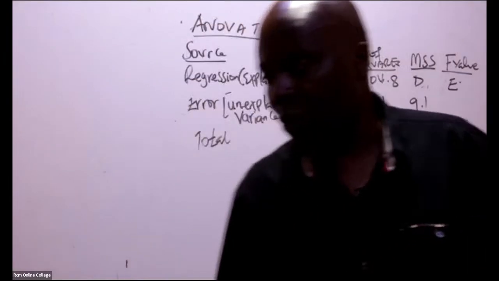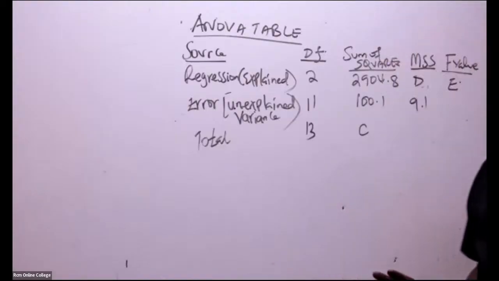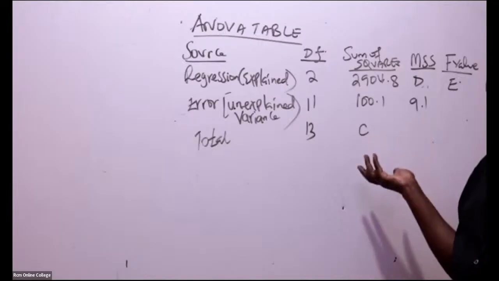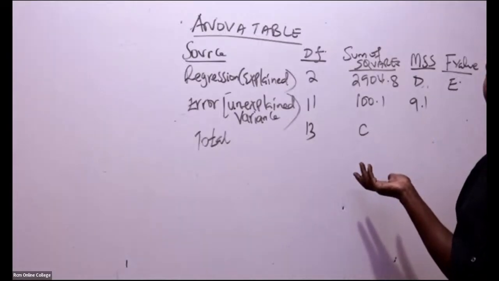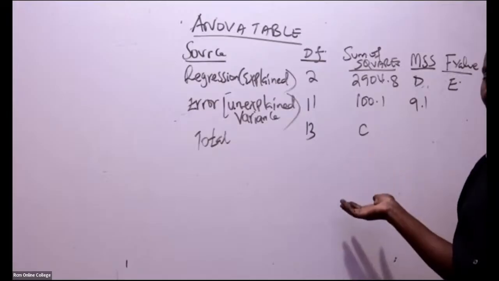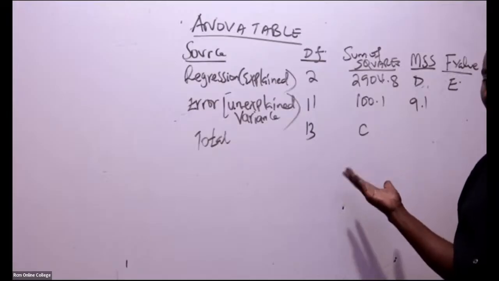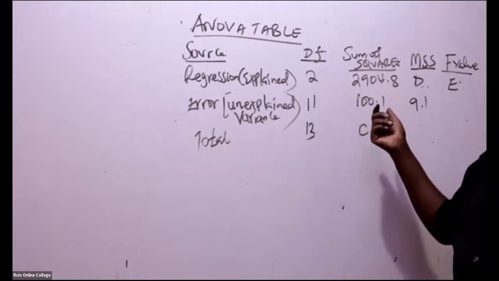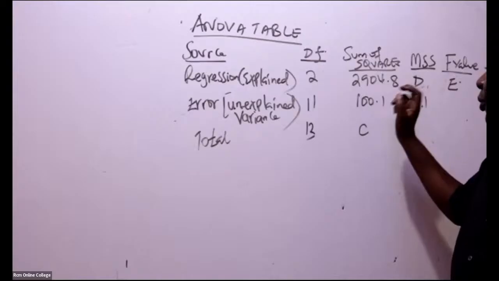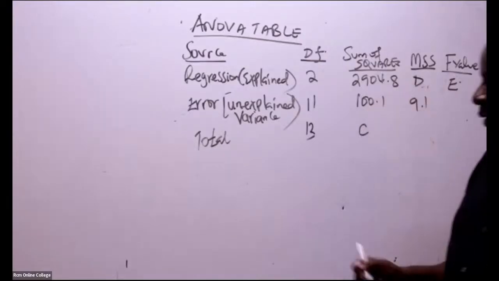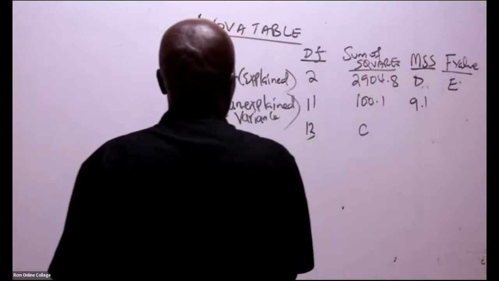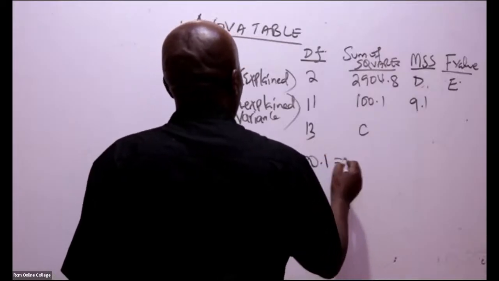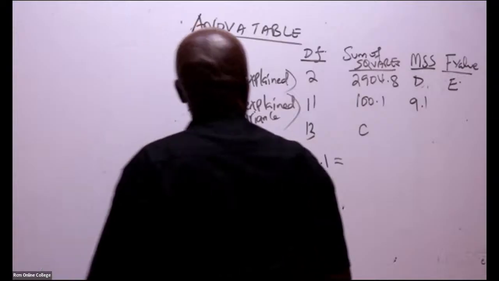Yeah, people have been able to confirm. Thank you so much. And now they want us to get this C. Can somebody tell me, what do you think we shall do to be able to get C? Yeah, we add. You can see 2 plus 11, they go 13. So even here we shall add. So 2904.8 plus 100.1. Not D, but C, sorry.